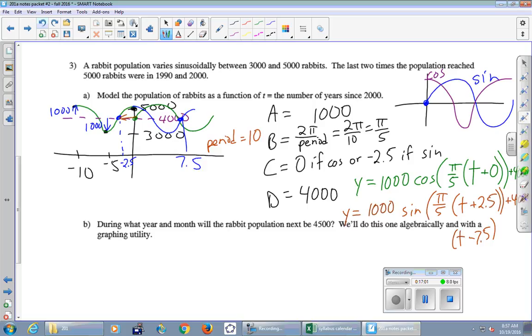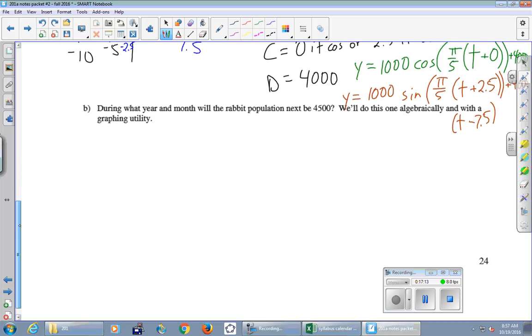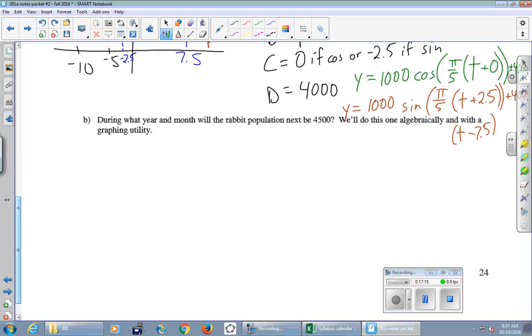Part B says, during what year and month will the rabbit population next be 4,500? We're going to answer this question in two ways. First, we'll do it algebraically, and then we'll do it with a graphing utility to check our answer. Okay, so let's do this algebraically.